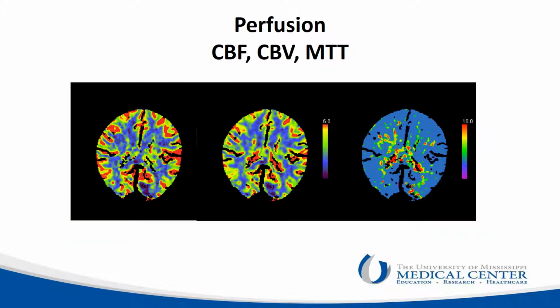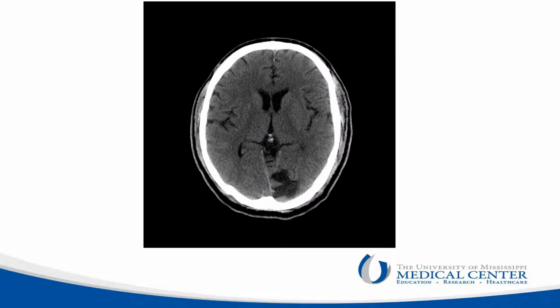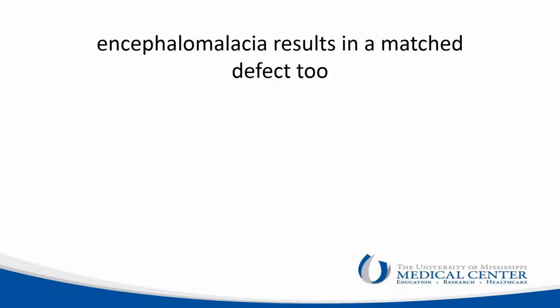Back to the perfusion again, cerebral blood flow on the left, cerebral blood volume in the middle, and mean transit time on the right. We can see that there is a matched defect in that left occipital region. When we look at the CT, we see that there is volume loss in that area. So what is that? That's encephalomalacia, and that can result in a matched defect too.